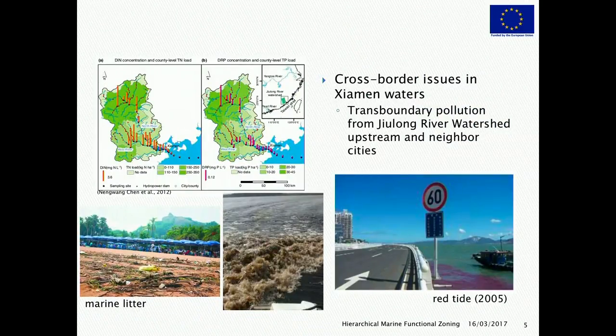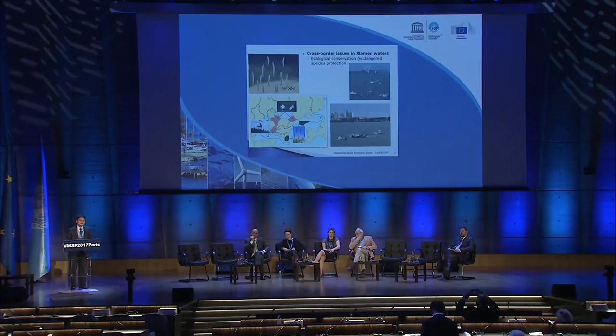In terms of cross-border issues, I would just mention a few here. One is pollution. We see pollution from the upstream cities in the watershed and also the neighboring cities, including marine litter. Secondly, there is competing demand on the sea areas, such as land reclamation and port development. I will come back to this. Also in Xiamen, we have a national-level marine protected area, and the mammals protected in Xiamen waters may get harmed when they swim to neighboring cities. That's another challenge.